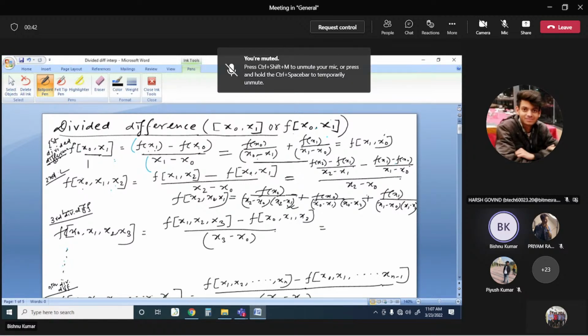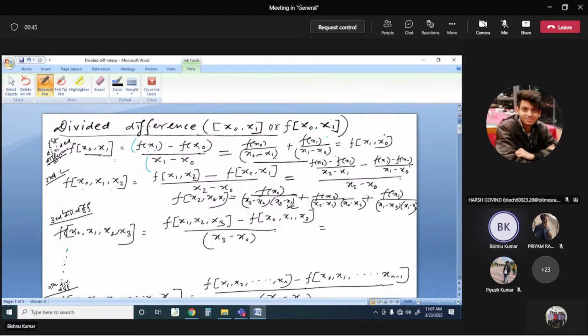Okay, f of x0 by x0 minus x1 plus f of x1 by x1 minus x0. And if I interchange the position of x0 and x1, the result will be the same. So place interchange with respect to the argument, its divided difference will give you the same value. Theoretically, it is known as symmetrical with respect to its arguments. Same result you will get if you interchange the position. Any two points, if you interchange, the result will be the same.